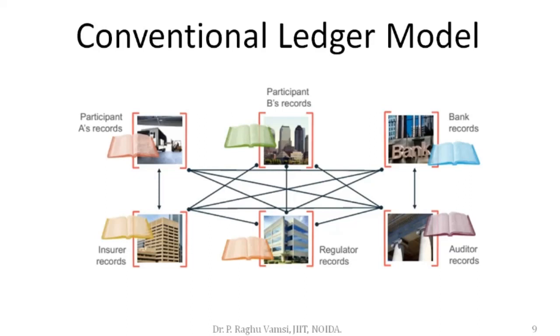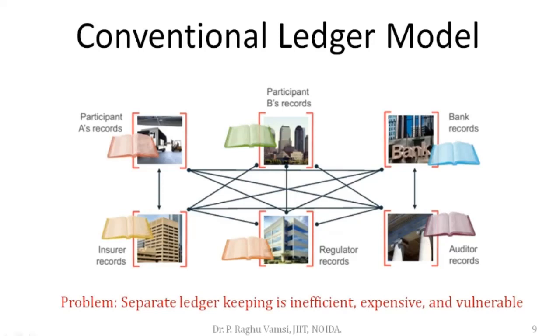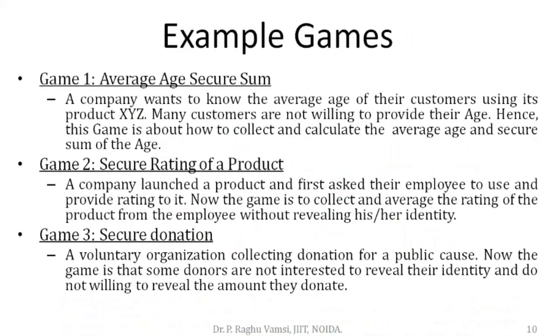This is also called distributed ledger technology, where instead of keeping a separate ledger at every participant, only a single ledger will be maintained. If any change happens in that ledger, that change will be reflected throughout, to all participants involved in the business environment. That is distributed ledger technology. The problem with the conventional ledger model is that separate ledger keeping is inefficient, expensive, and also vulnerable. So the main focus was on the distribution of this ledger instead of keeping it at one place.